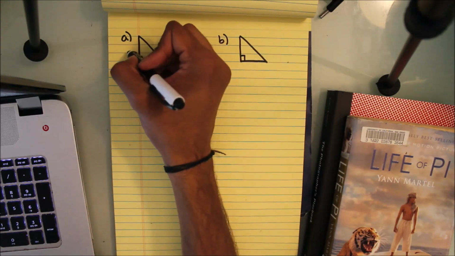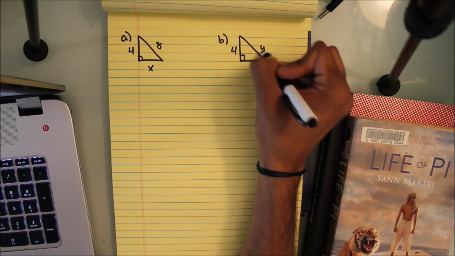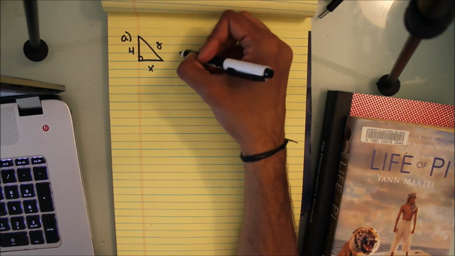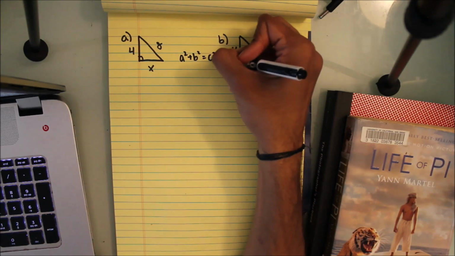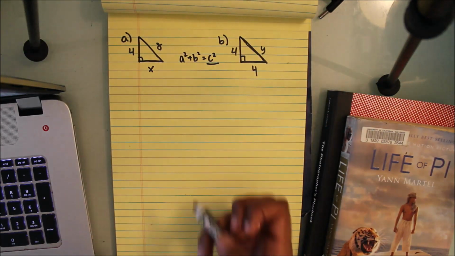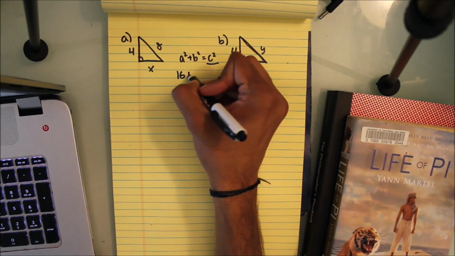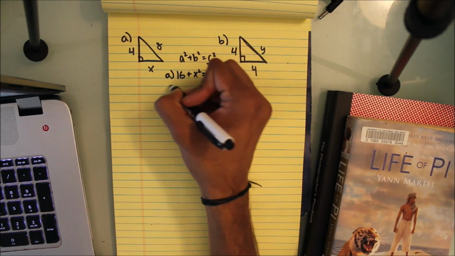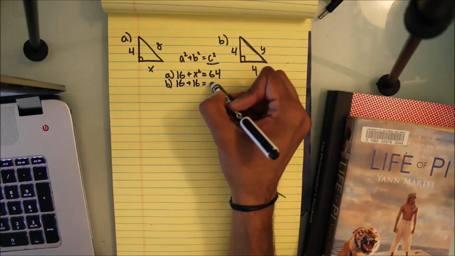And we have 4, 8, x, 4, 4, y. So the main formula, if you don't remember, for any right triangle is the Pythagorean theorem, which is a squared plus b squared equals c squared. C squared is always going to be the hypotenuse, which is the longest side. So let's plug in the values here and then we'll get the answer. So 4 squared, which is 16, plus x squared equals 64. This is for A. And for B, we have 16, which is 4 squared, plus 16 again, which is another 4 squared, equals y squared.